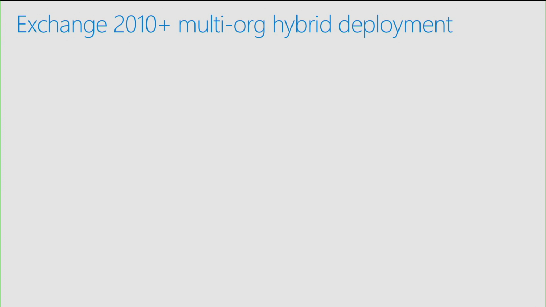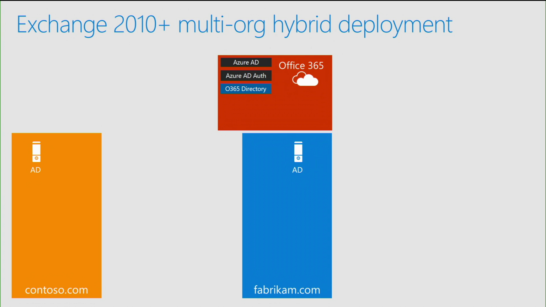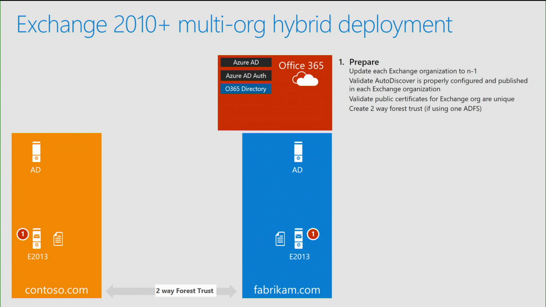With Exchange 2010 or later, we do have the ability to support hybrid deployment of multiple organizations. So the example on screen, we have two Exchange organizations on premises, separate forests, separate AD forests, one for Contoso.com and one for Fabricam.com. And we have Office 365 on screen as well at the top. So the desire here is to establish hybrid connectivity that actually takes into account both of the on-premises organizations and establishes that hybrid relationship with an Office 365 tenant where we can collaborate and migrate mailboxes. So how do we do this?